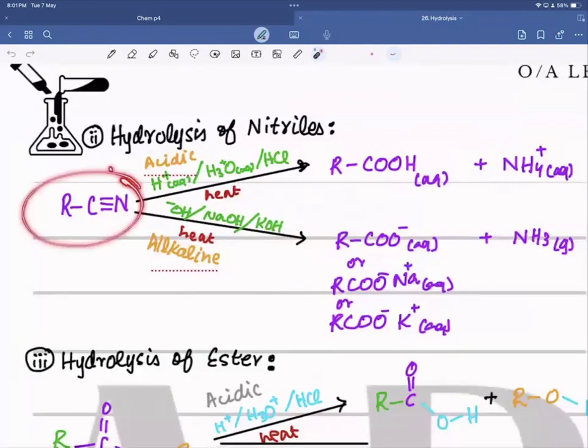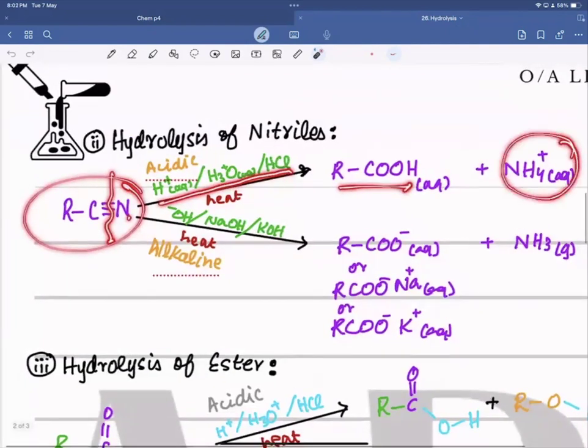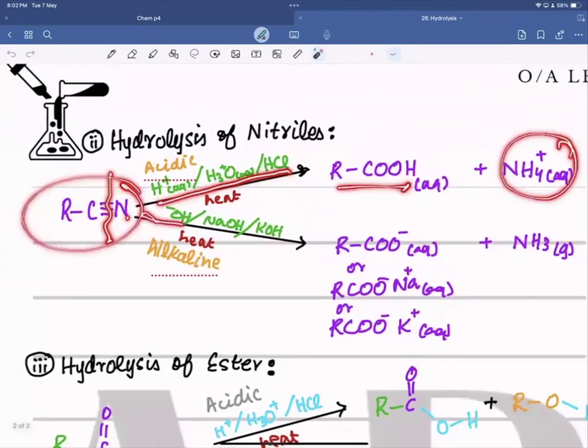Here it's a nitrile. This bond is broken, and the hydrolysis is acidic. We get the carboxylic acid, and this nitrogen turns into ammonium ion. Now, if instead of acidic hydrolysis, we have performed a basic hydrolysis, carboxylic acid is not formed. Instead, its salt has been formed.